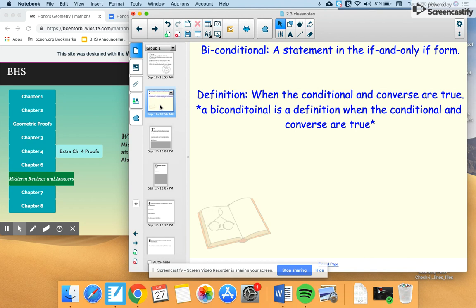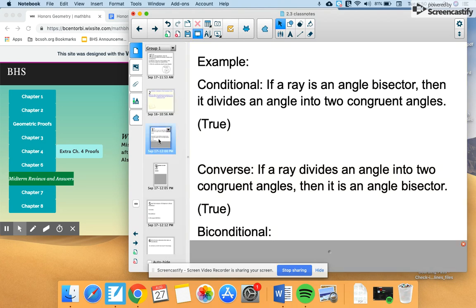Today, we're going to talk about biconditional statements. So those are an if and only if form. And so the definition of a biconditional is when the conditional and converse are true. A biconditional is basically a definition that is if the conditional and converse are true. So you can still have a biconditional, but it doesn't necessarily have to be true. The only way it is true is if the conditional and the converse are true. So we're going to take a look at a few examples.